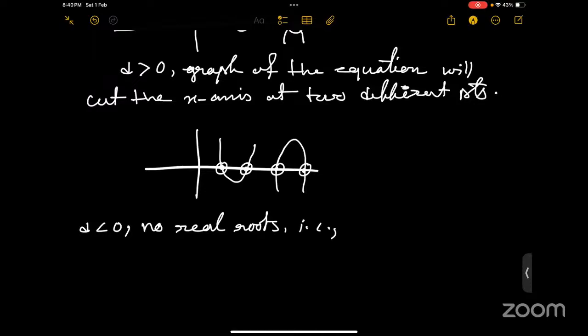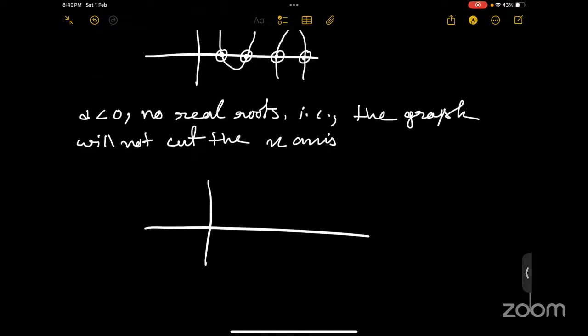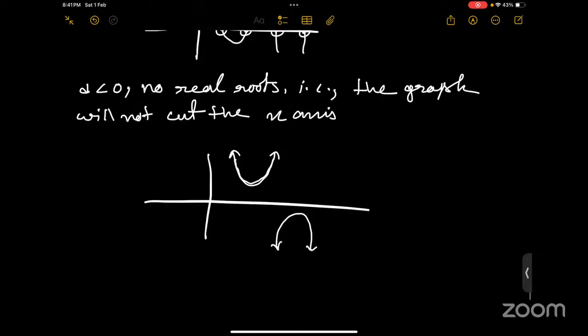That means the graph will not cut the x-axis. Okay, that means we will get a picture like this or like that. So you can see there is no chance for the graph to cut the x-axis at any point, right? That means there is no x-intercept. That means there is no real root. Okay, is it fine up to now? Yes, ma'am.